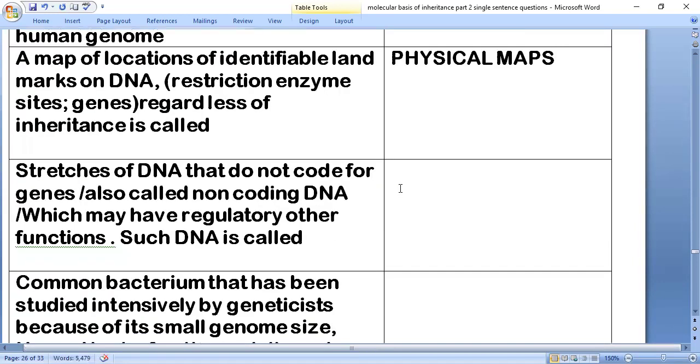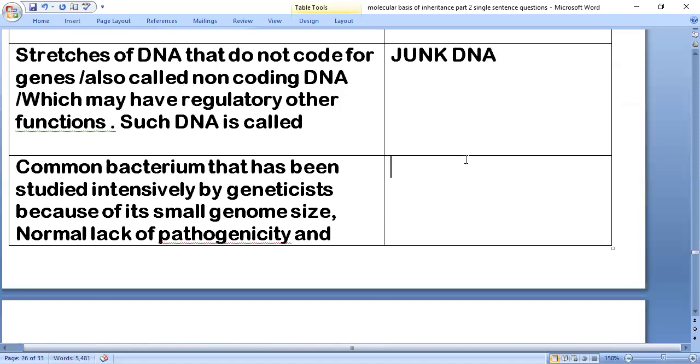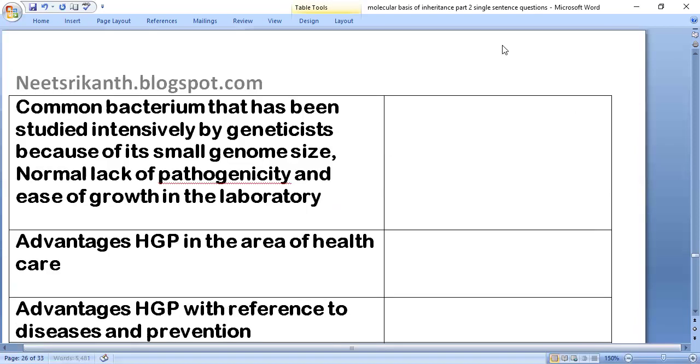Stretches of DNA that do not code for genes, also called non-coding DNA, which may have regulatory and other functions, such DNA is called junk DNA. A common bacterium that has been studied intensively by geneticists because of its small genome size, normal lack of pathogenicity, and ease of growth in the laboratory is Escherichia coli.